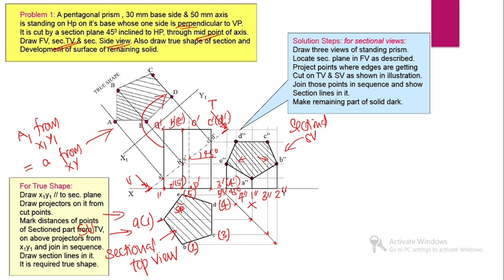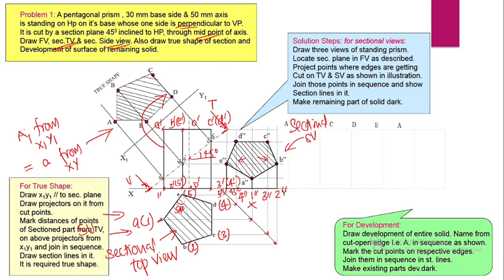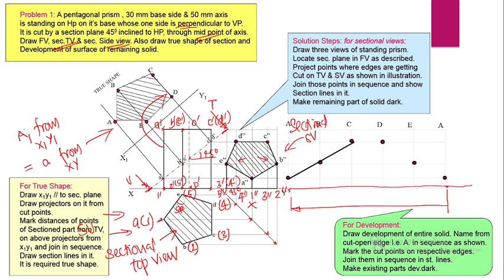Coming to the second part, we must draw the development of the surface of the remaining solid. We must draw the development of the lower portion of the solid, because the upper portion is already removed. For that purpose, we have to draw a straight line which represents the stretch out length of the surface. This is the stretch out length.